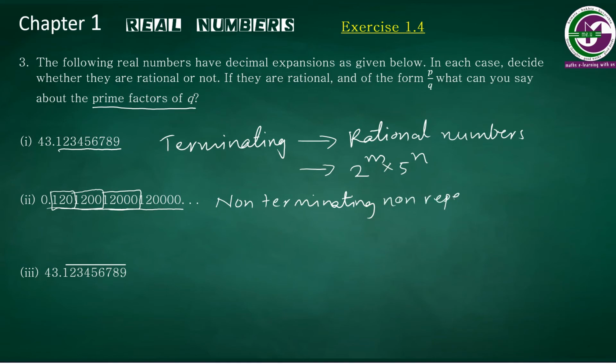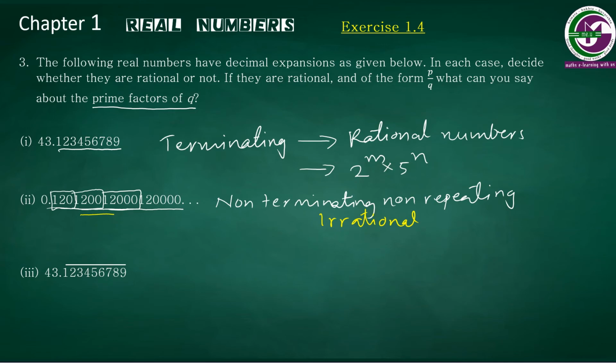Non-repeating. So what about the non-terminating, non-repeating decimal expansion? They are irrational numbers. So this is an irrational number. Now the next one, the third case.